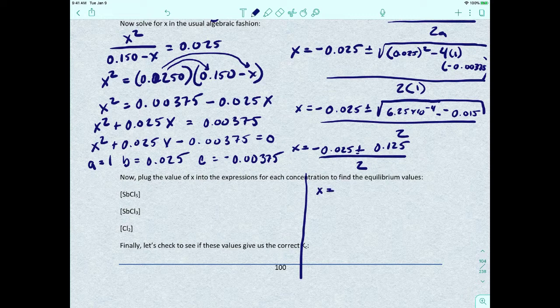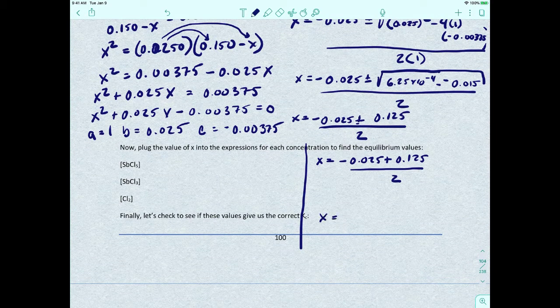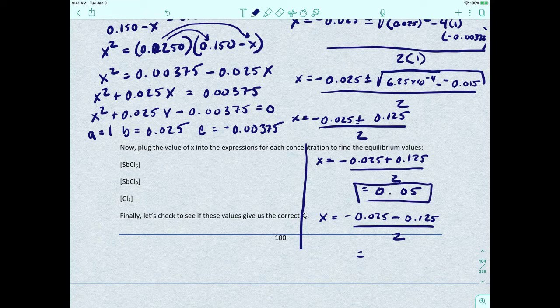All right, so one potential answer is going to be this: x is equal to negative 0.025 plus 0.125, divided by 2. And another potential answer is x is equal to negative 0.025 minus 0.125, divided by 2. Let's see what we get. Negative 0.025 plus 0.125, divided by 2, should give us 0.05. So that's one potential answer. Another potential answer is negative 0.025 minus 0.125, divided by 2, which gives us negative 0.075. So those are the two roots to this problem.